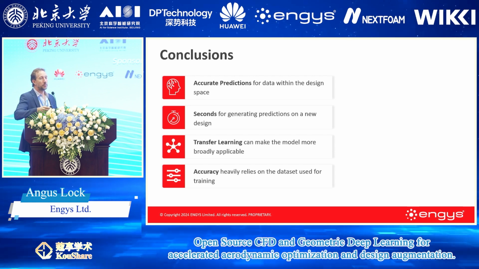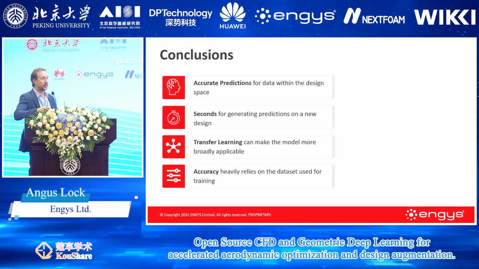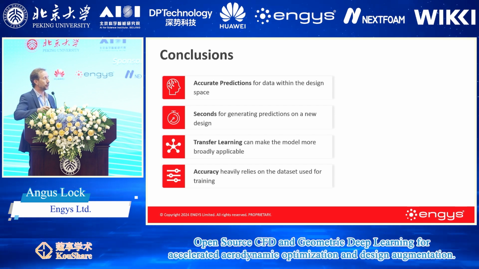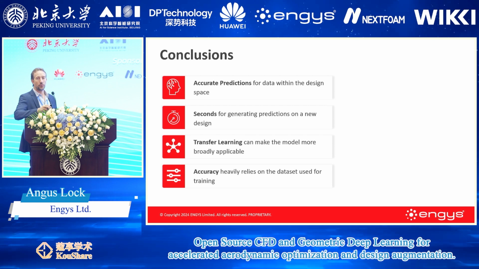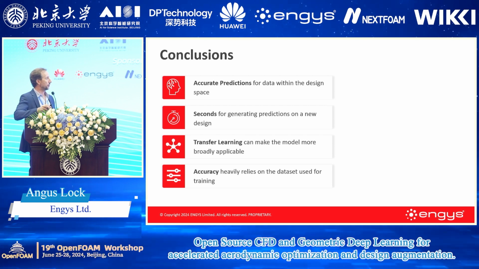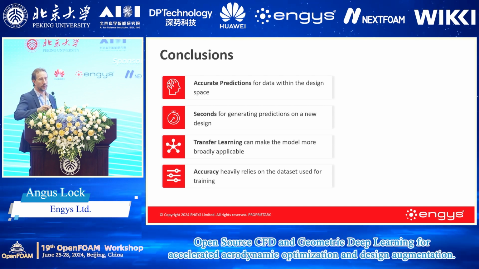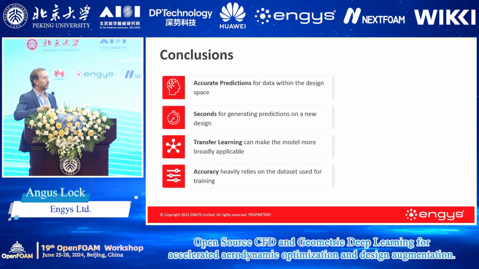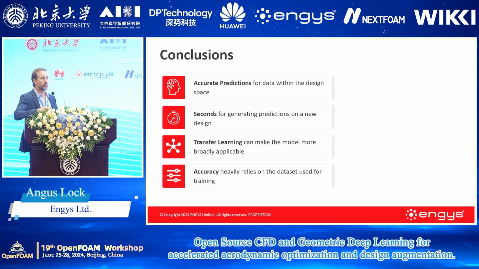Once we have that machine learning model, it only takes seconds for it to generate predictions on a new design. And that, compared to traditional runtimes for CFD simulations, where if we're running transient, even on 1,000 cores of a conventional cluster, you're looking at 6 to 7 hours to get turnaround.